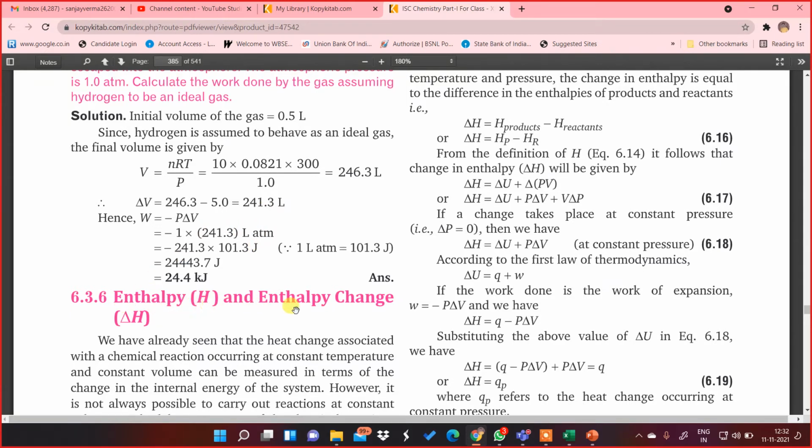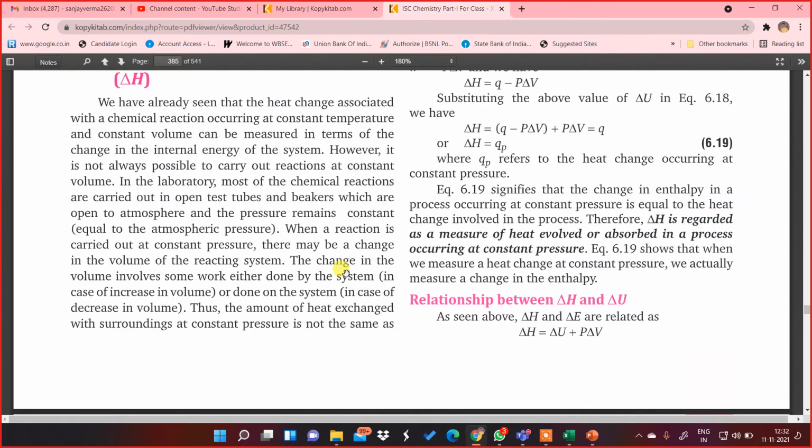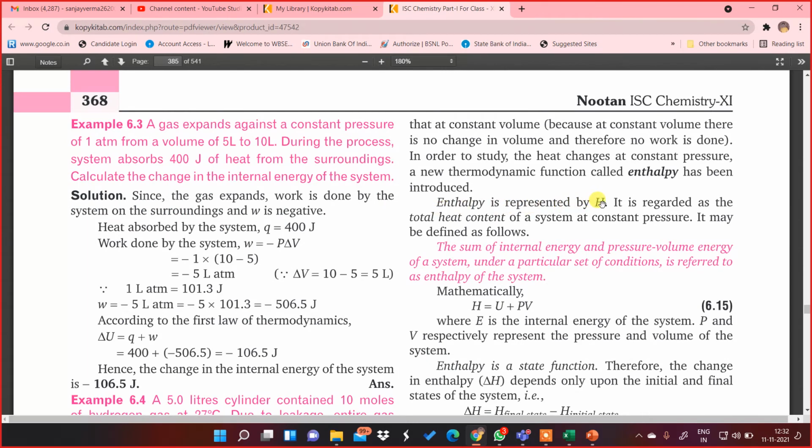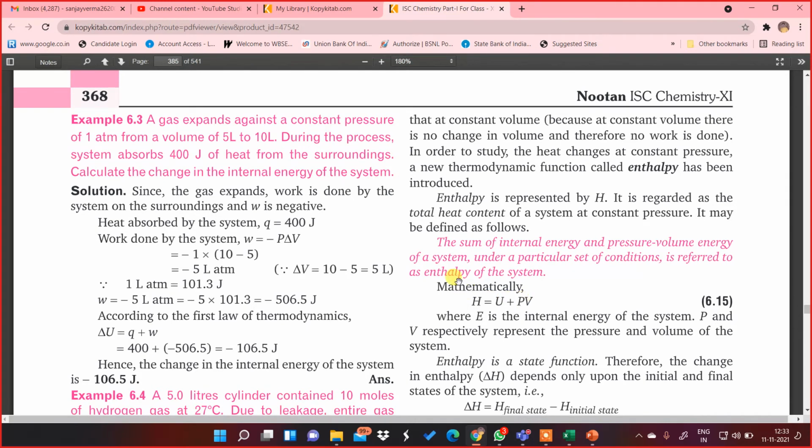Then enthalpy, H, and enthalpy change. The next topic in this chapter is enthalpy and enthalpy change, that is delta H. Now, what is enthalpy? The heat change. The symbol is H. The sum of the internal energy and the pressure volume energy of the system is called enthalpy. So try to learn this formula. And also, enthalpy is a state function. It doesn't depend on the path.